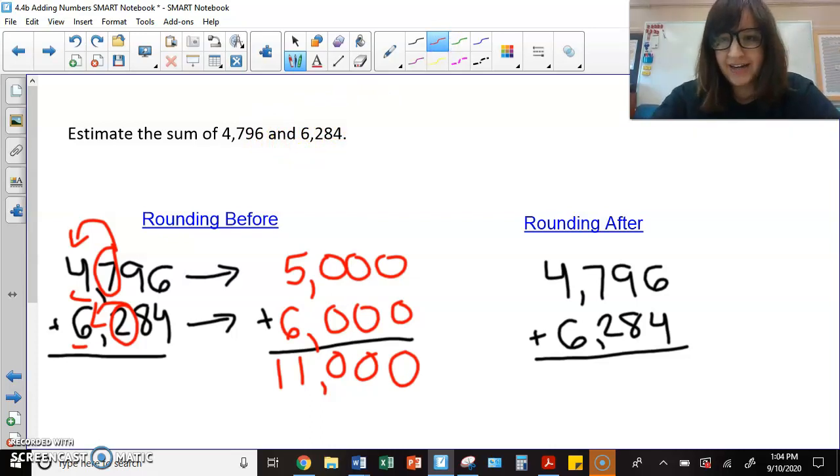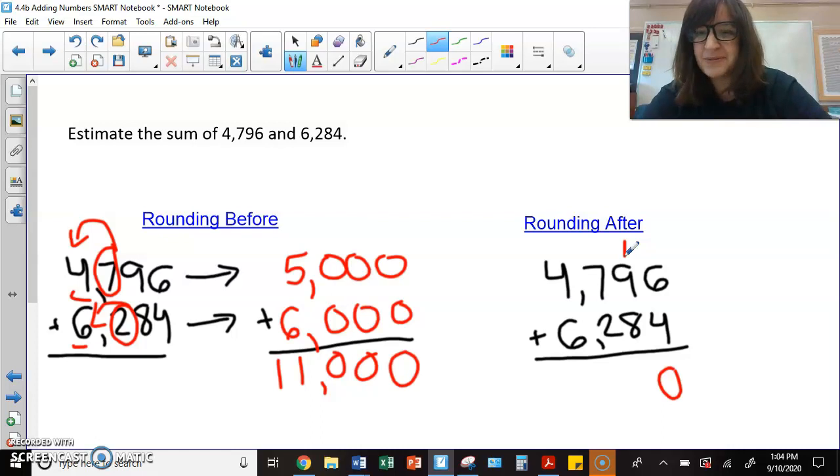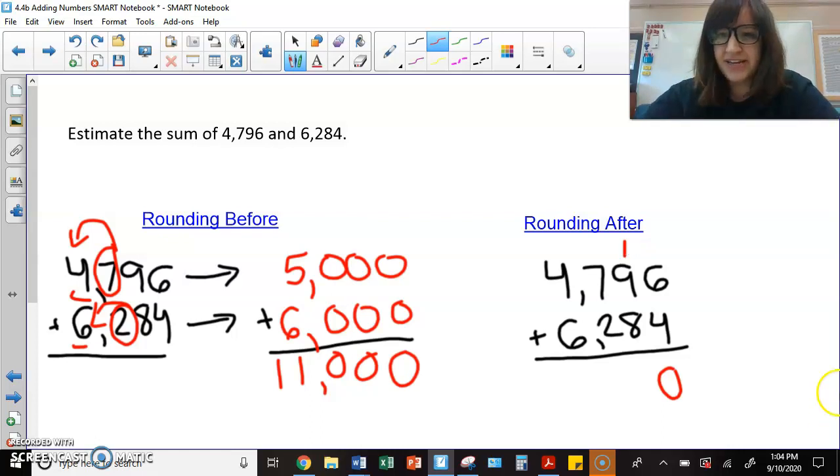Now let's round after. So I'm going to add 6 plus 4 is 10. Carry the 1. 9 plus 1 is 10. I always try to make 10s. If I can find 2 numbers to pair together to make a 10, I'm always going to do it because then it helps counting on. So 9 plus 1 is 10, plus 8 is 18.